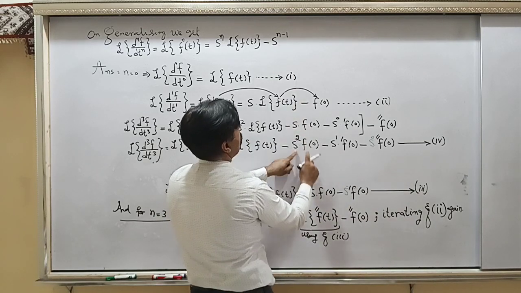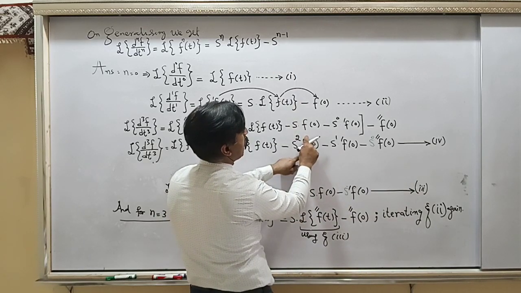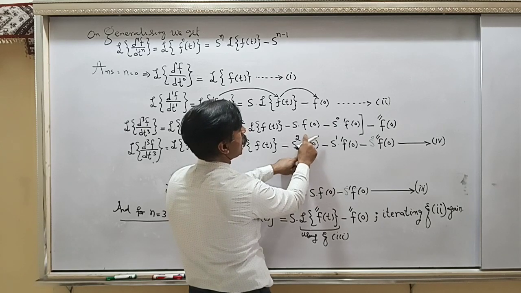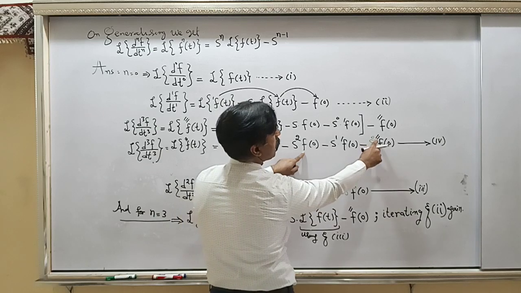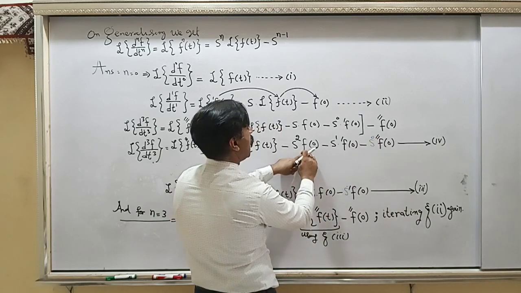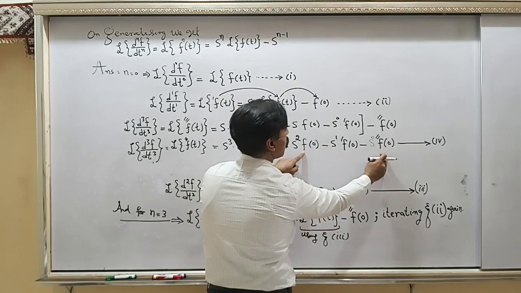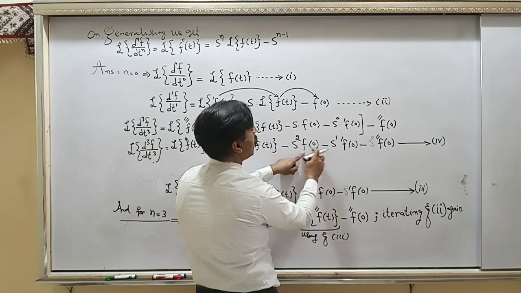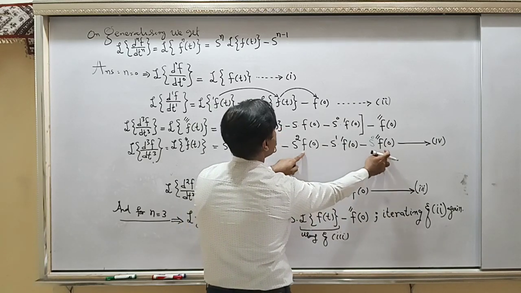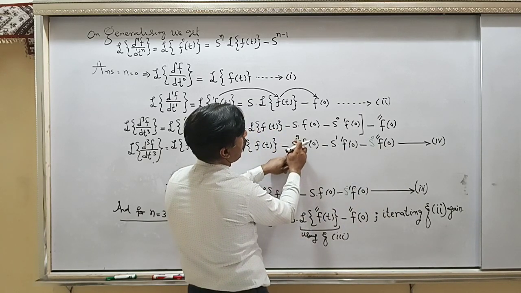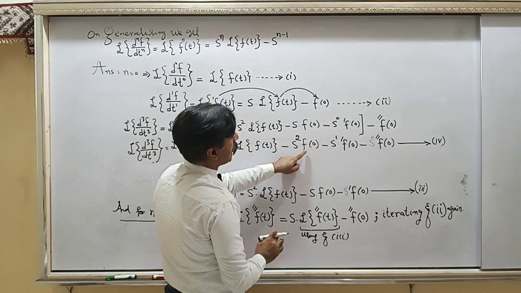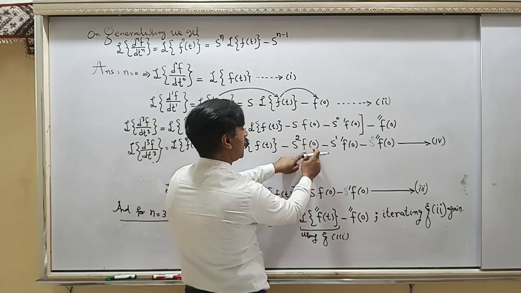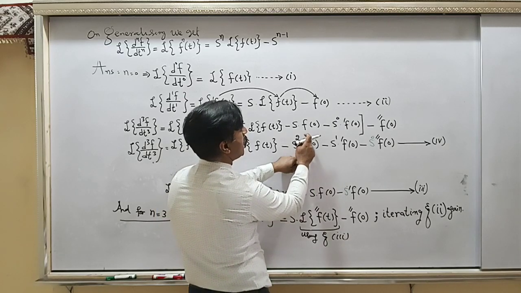Here there is no derivative, which means zeroth order derivative. Then this is the first order derivative, and this is the second order derivative. So as you go to the right, the order of derivative increases by 1 unit, but the exponent of s decreases by 1 unit. So the starting order of derivative for f is 0.